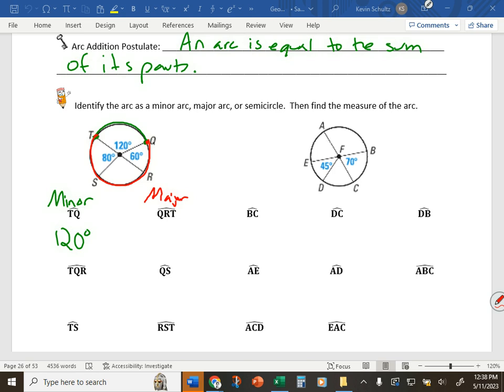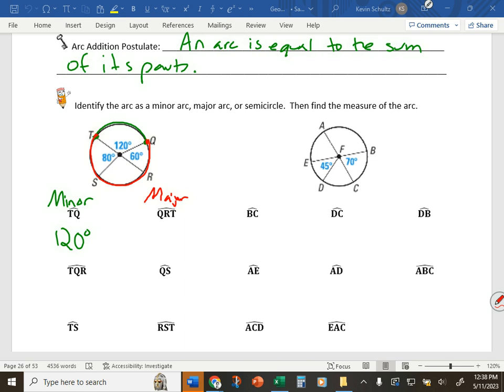Okay? So Damien's saying it again. If an arc only has 2 letters, it's minor, going directly from one point to the next, the quickest way possible. The quickest way to get from point T to point Q is by going over the top. How do you know it's not going through the middle? An arc measure stays on the outside of the circle.